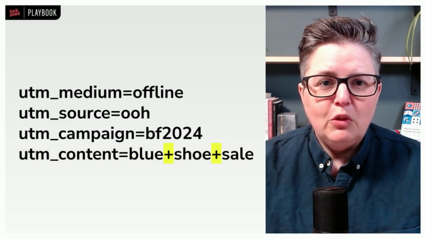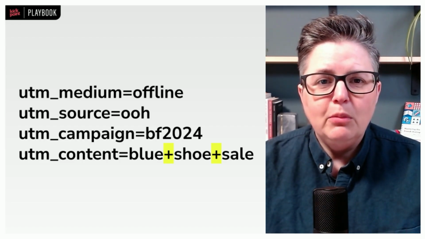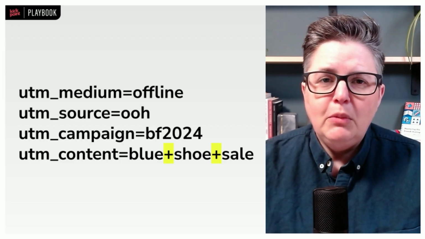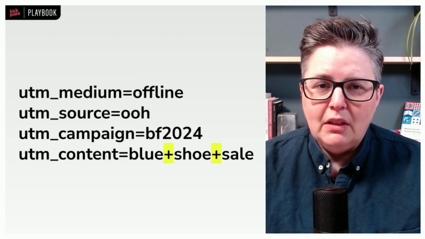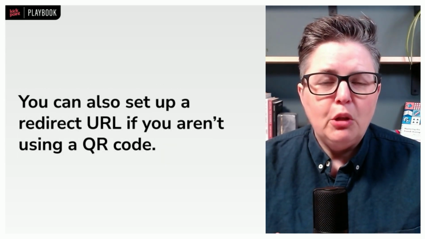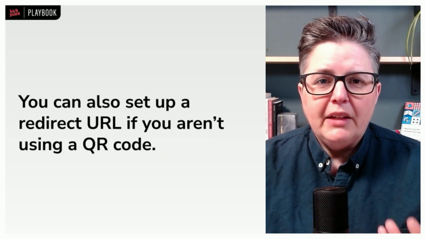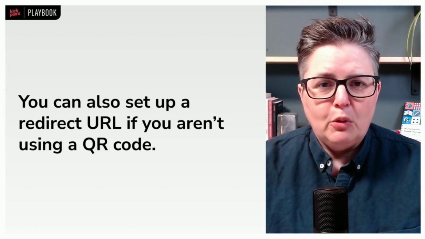You'll see in this example I've used plus symbols to separate words. Plus symbols turn into spaces in GA4, but you can use dashes or underscores too. I personally just like using the plus symbols. Then you would use a URL like that in your QR code in your bus ad, or if you need to actually print out or say a URL, you can set up a redirect.